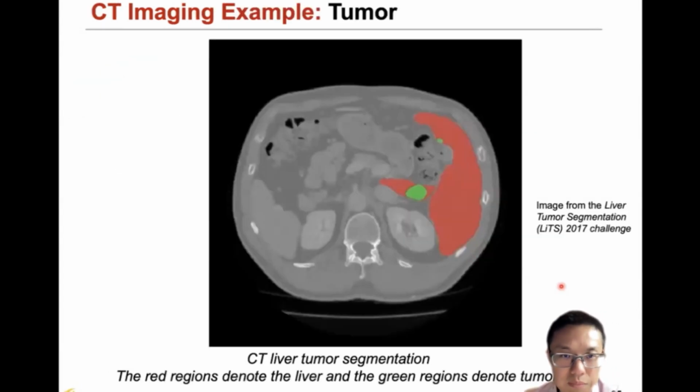And there are a lot of applications for CT imaging. First we can do tumor detection. This is the CT liver tumor segmentation. These are two different colors indicating two classes: the red region denotes the liver, and the green region denotes the tumor. So we can use machine learning or computer vision algorithms to detect the liver and also segment out the tumor region.